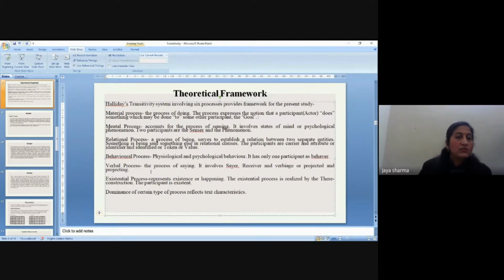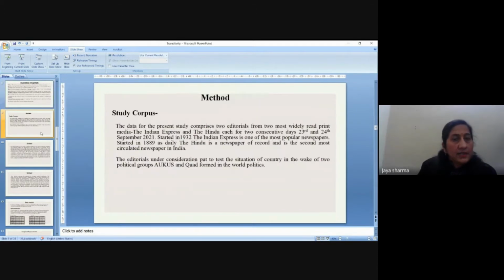And so the dominance of a certain type of process reflects text characteristics. And then the method that I have applied, that is the study corpus. The data for the present study comprises two editorials from the two most widely read print media, the Indian Express and the Hindu, each for 2 consecutive days, 23rd and 24th September 2021.